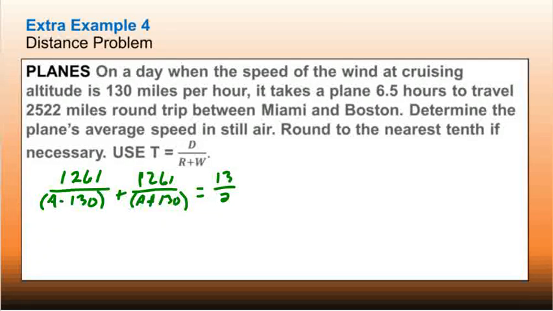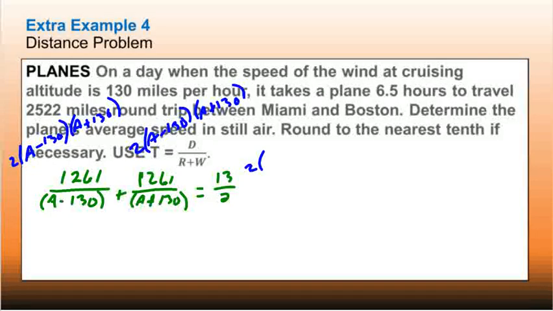Now for this, the common denominator is 2 times (A minus 130) times (A plus 130). Over here, 2 times (A minus 130) times (A plus 130). And here would be 2 times (A squared minus 16,900). Now I'm doing that because it's a difference of two squares.